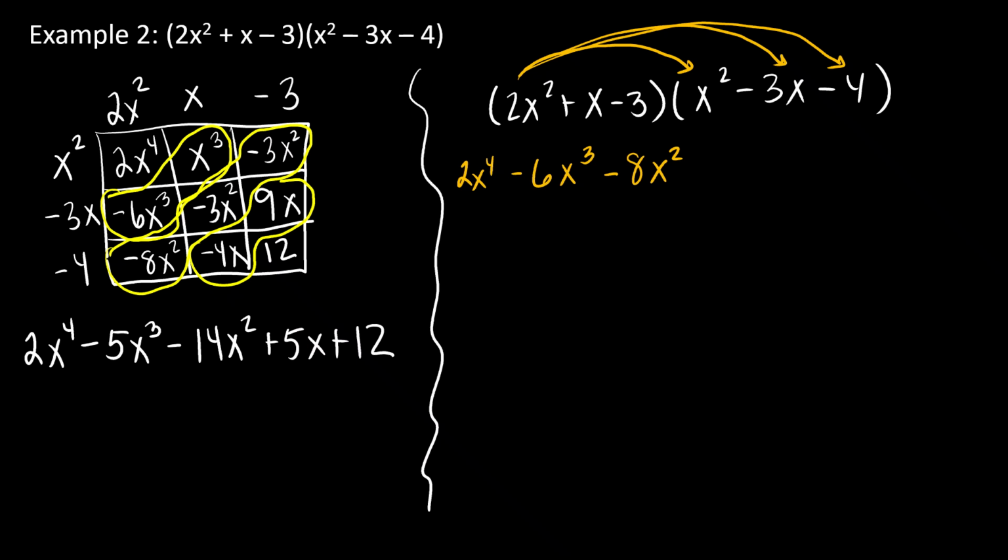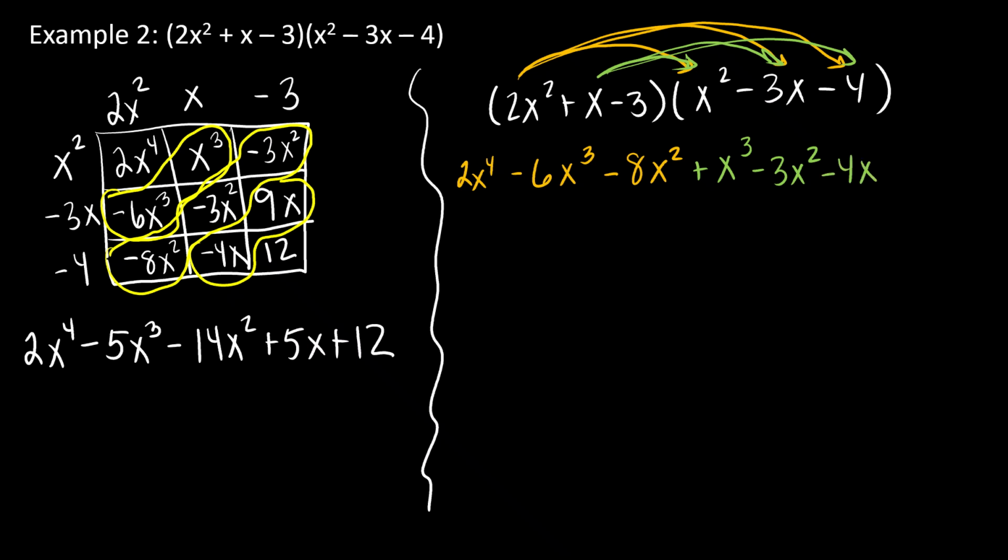And then we've got to repeat that distribution. So we've got to do distributing again, just this time with the x. So x times x squared is x to the third. X times negative 3x is negative 3x squared, and x times negative 4 is negative 4x.